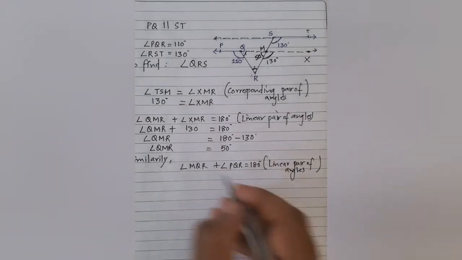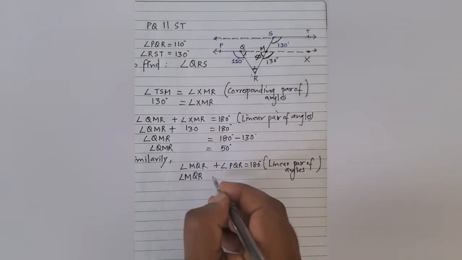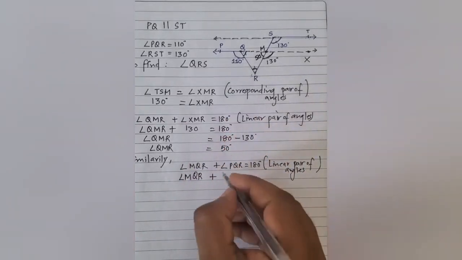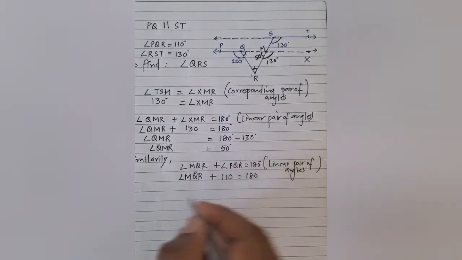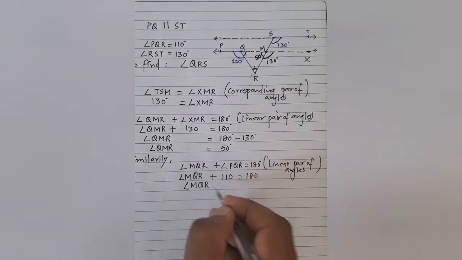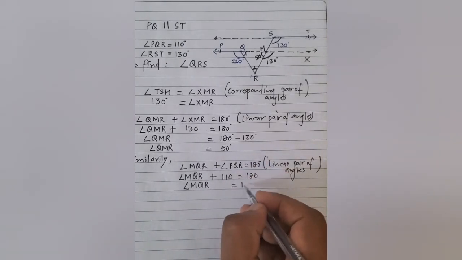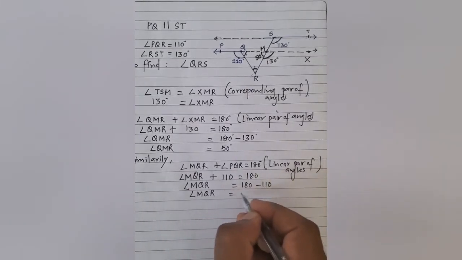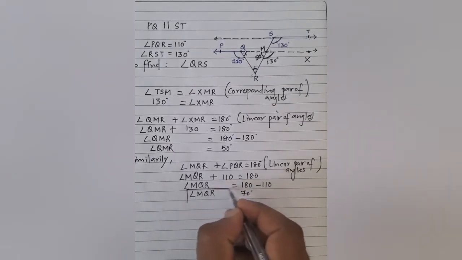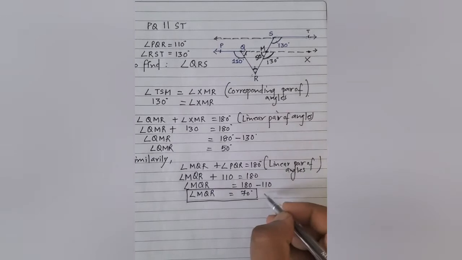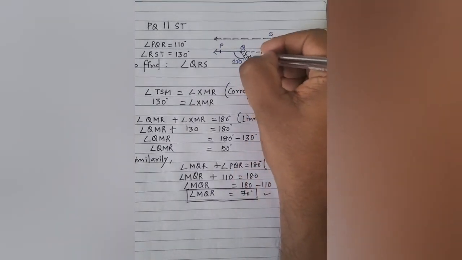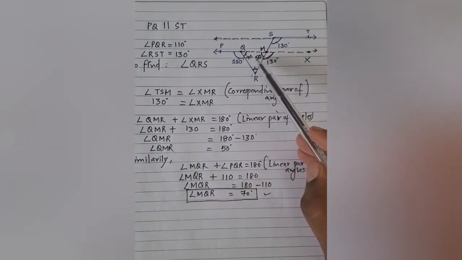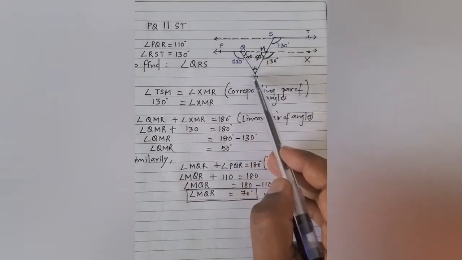Now MQR is written as it is. What is PQR in the figure? It is equal to 110 degrees. So what can I write? MQR is equal to 110 going to the other side, so it becomes 180 minus 110. So MQR is equal to 70 degrees. So what do we have? MQR is equal to 70 degrees. Now, if this is 70 and this is 50, what is this? What angles do they form together?